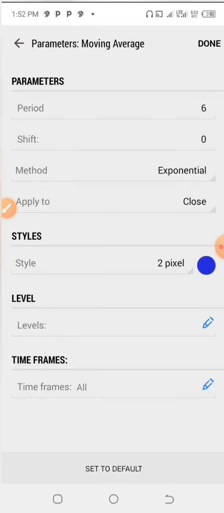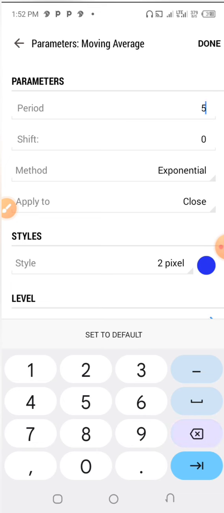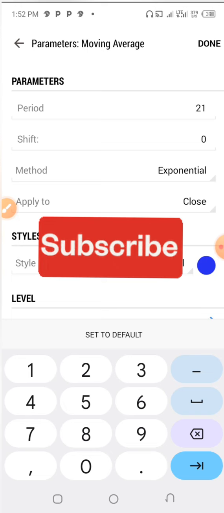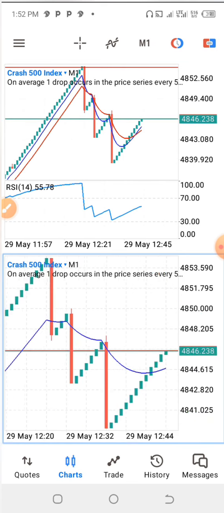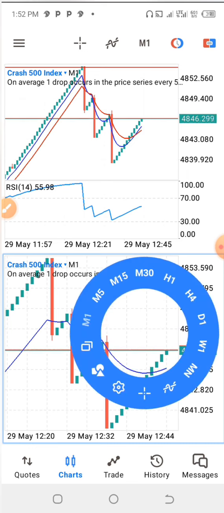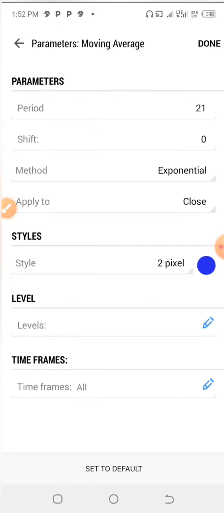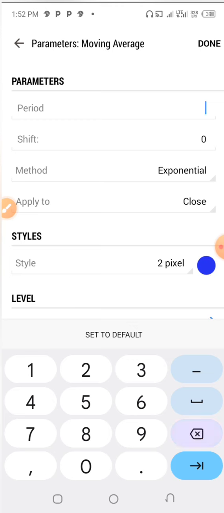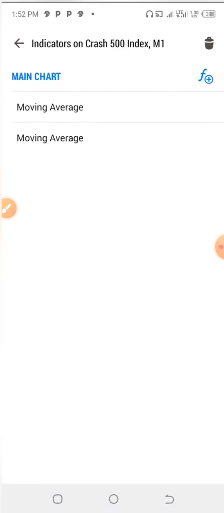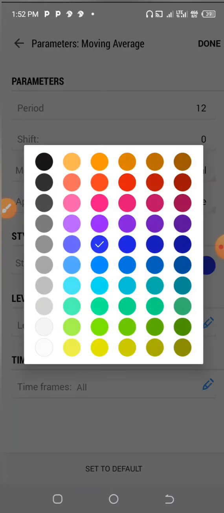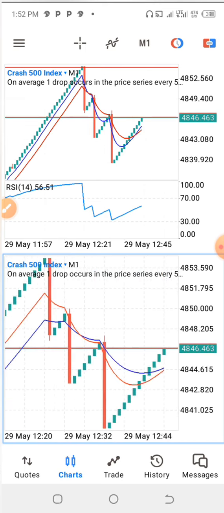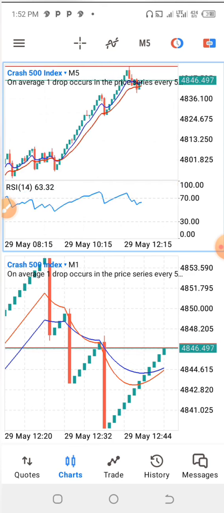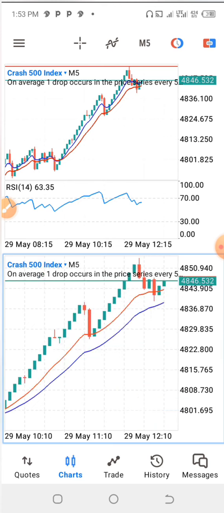This is moving average. Let me show you something. I don't want this video to be long. This is moving average 21 in the 1 minute time frame. Then moving average 12 in the second screen. Let me change the background to red. This is what we have here. This is the 5 minutes time frame, and this is the 5 minutes time frame.